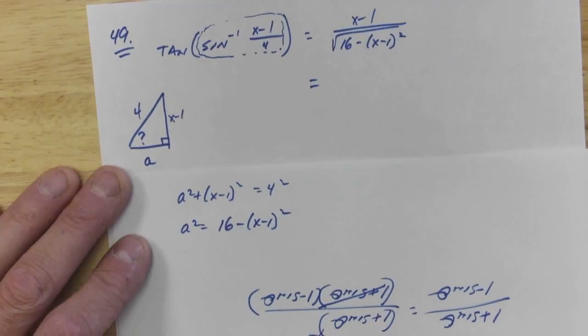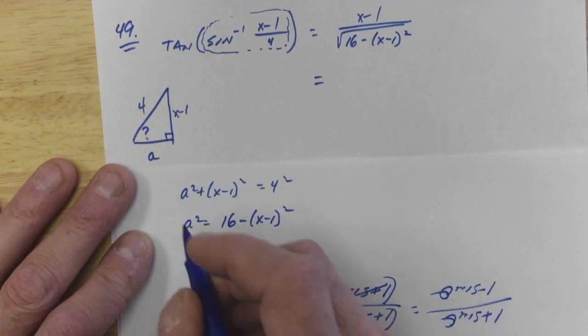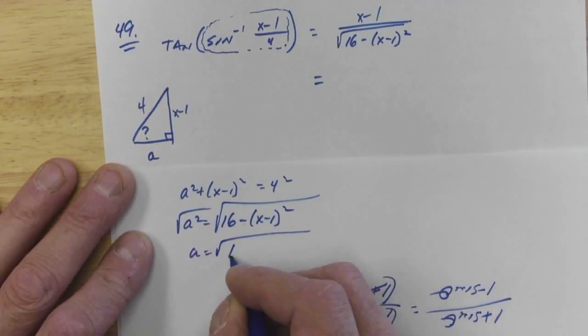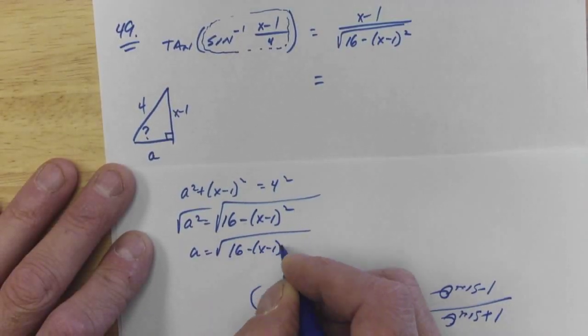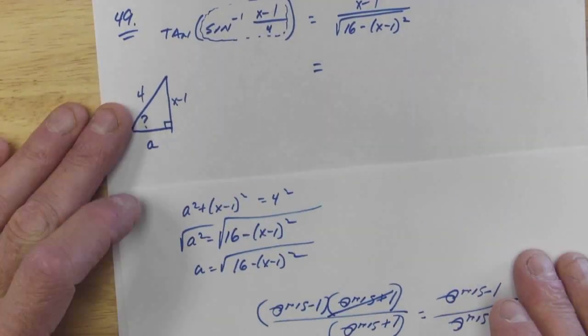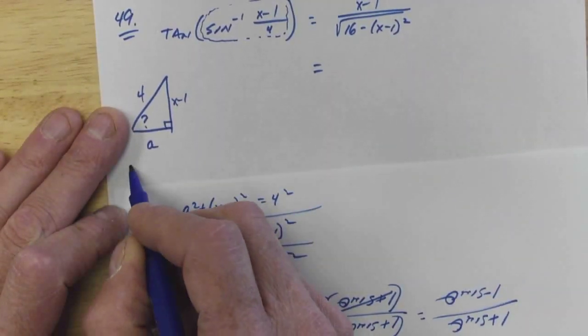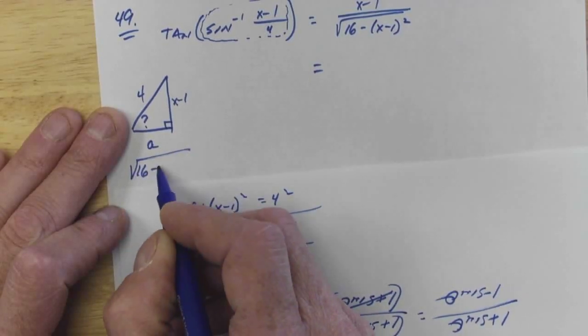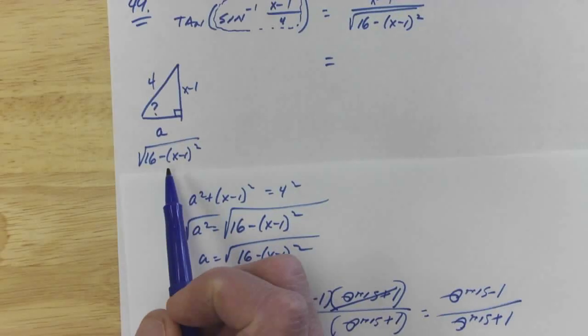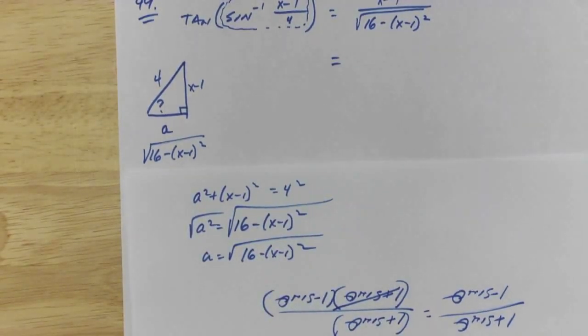So now what do I got to do to get A by itself? Square root. Boom. So then what we can do is instead of A, when we look at this side, we can see the square root of 16 minus x minus 1 squared. You know what this makes me think of? It makes me think of calculus 2. This is a skill you would need to be successful in calculus 2.